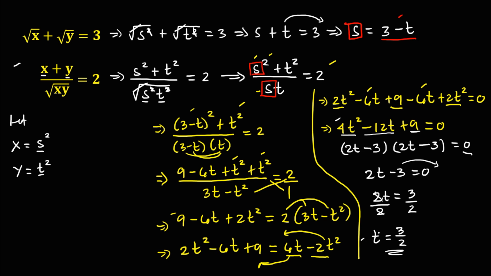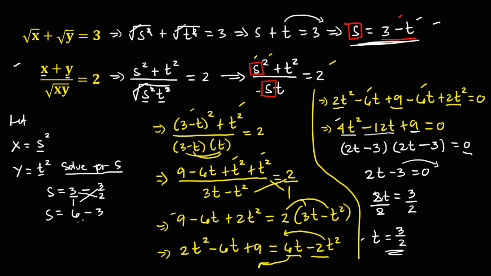Since t is equal to 3 over 2, to solve for s from this equation, s is equal to 3 minus t, and t is 3 over 2. Then simplify, using the butterfly method, this one is 6 minus 3 over 2. So therefore s is equal to 3 over 2.